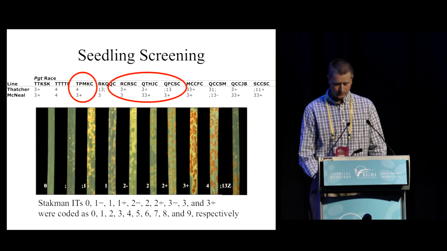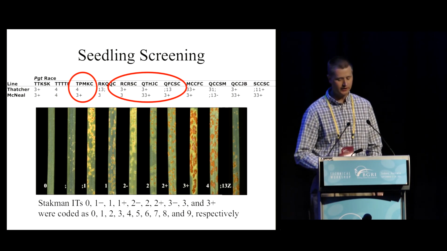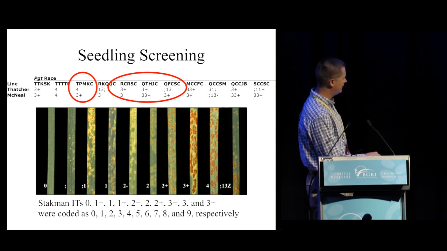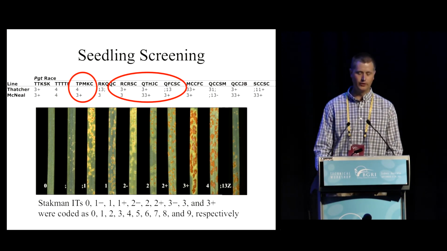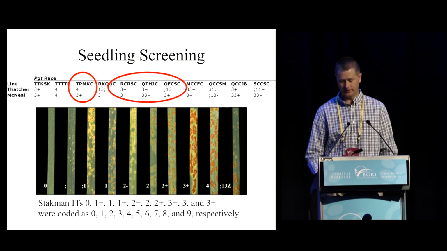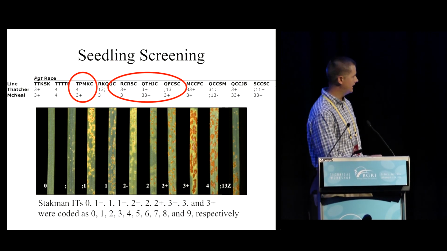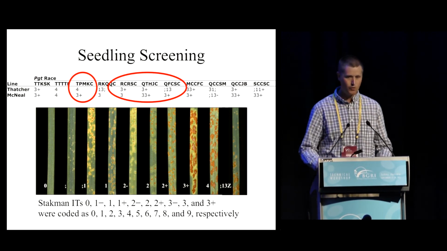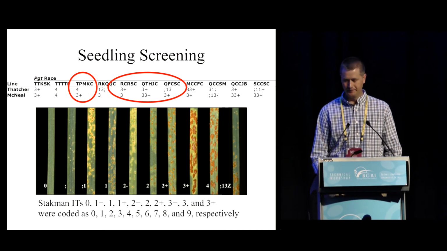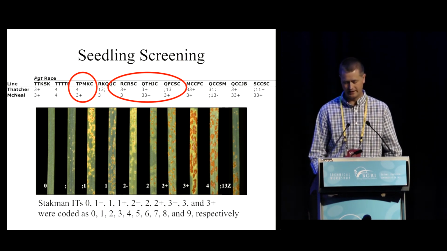One thing that we did in order to analyze our seedling data is we converted our Stakeman infection types to a 0 to 9 linear scale, and that was simply so that we could use statistics and analyze those data. The Stakeman infection types are very much qualitative responses, and so we converted that to a semi-quantitative scale. And so for the rest of the talk, you'll see the infection types as the converted infection types on the 0 to 9 scale.